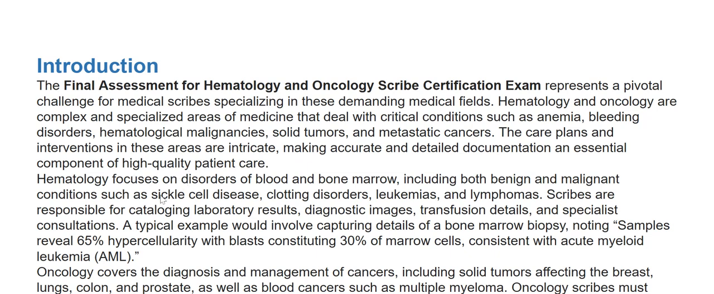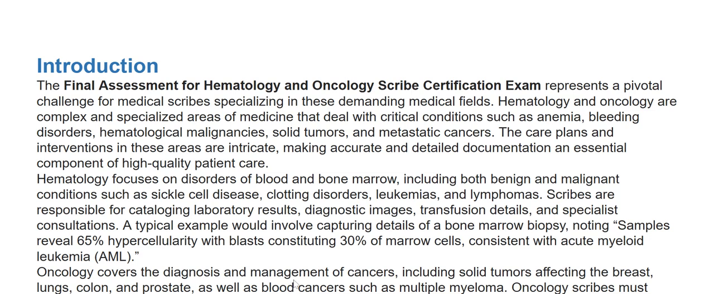Hematology focuses on disorders of blood and bone marrow, including both benign and malignant conditions such as sickle cell disease, clotting disorders, leukemias, and lymphomas. Scribes are responsible for cataloging laboratory or lab results, diagnostic images, transfusion details, and specialist consultations. A typical example would involve capturing details of a bone marrow biopsy, noting samples reveal 65% hypercellularity with blasts constituting 30% of marrow cells, consistent with acute myeloid leukemia (AML).